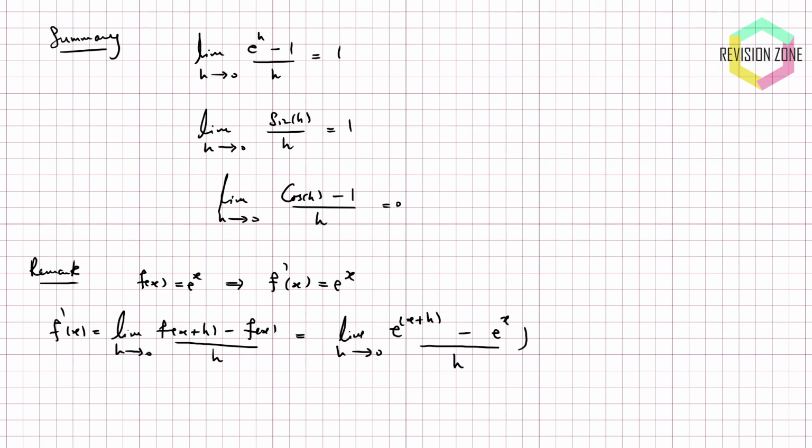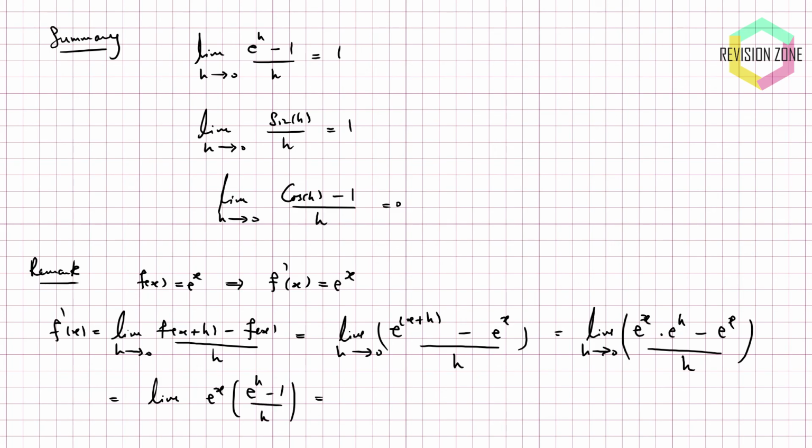And now, using rules of indices, I can expand out the first term. So this is going to be e to the x, multiplied by e to the h, minus e to the x, and the whole thing is over h. I can now factorize out my e to the x from both the terms in the numerator. So I end up with e to the x times e to the h minus 1 over h. But of course, because e to the x is not really part of the limit, as h tends to 0, because e to the x is a function of x and the limit is in terms of h, I can take out e to the x. So I end up with e to the x times the limit of e to the h minus 1 over h.